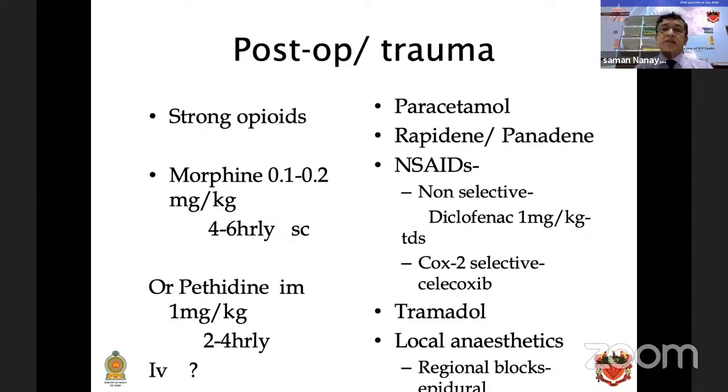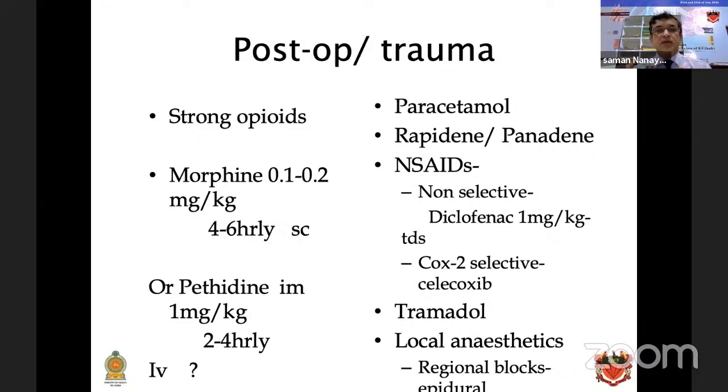Morphine is a better drug than pethidine. Use 0.1 to 0.2 milligrams per kilogram. 0.15 would be a good average dose. If the patient is 50 kilograms, give 7.5 milligrams. If the patient is 75 kilos, give 10 milligrams. So don't give low doses of morphine. I have seen lots of doctors writing very low doses of morphine, 3 milligrams or 4 milligrams of morphine, underdosing and later blaming morphine. So don't do that. Give the correct dose. Keep the patient happy.